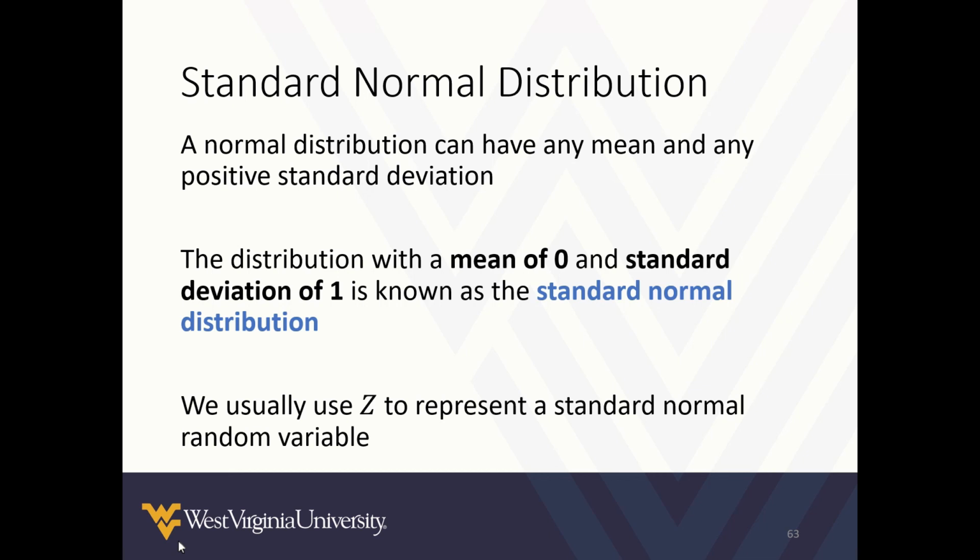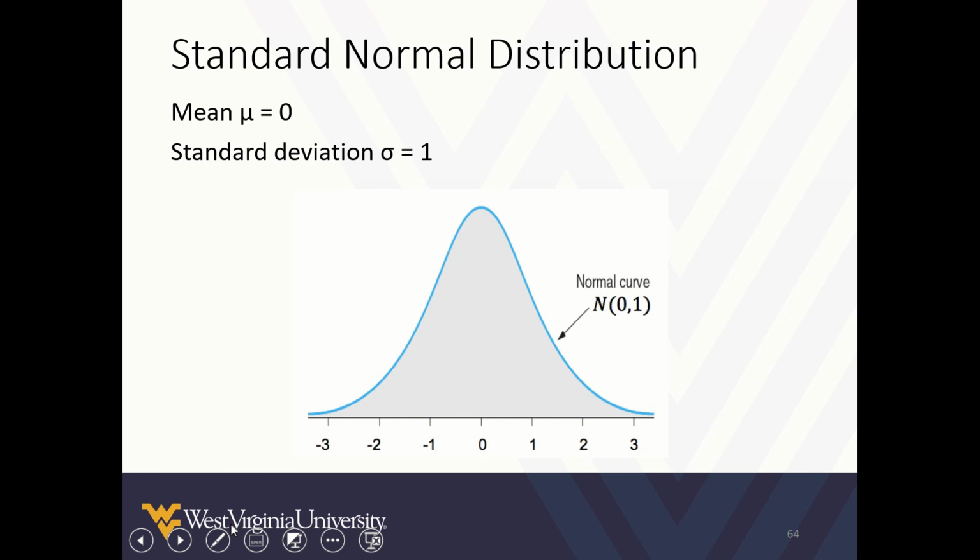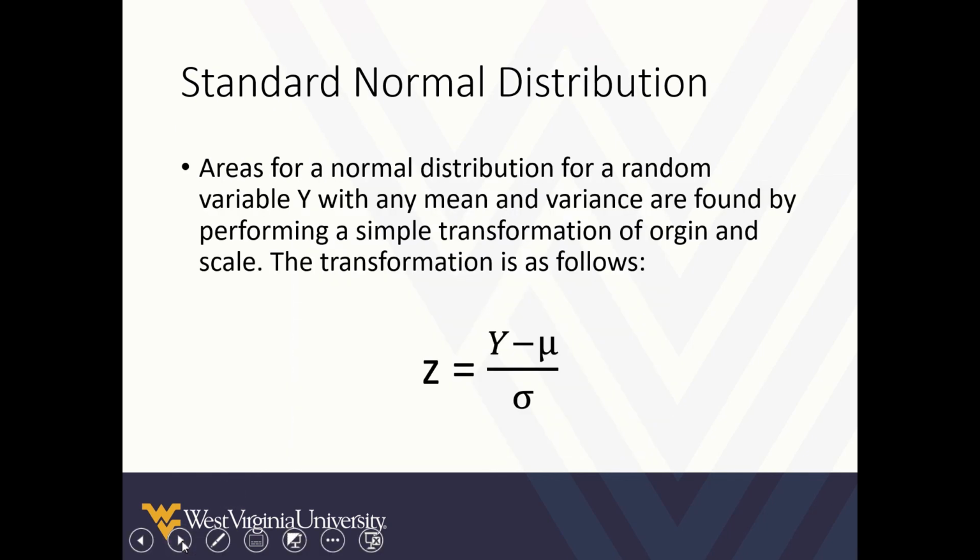We often in statistics let the letter Z be used to represent the standard normal random variable. And we can see that pictured here. Now, areas for a normal distribution for a random variable y with any mean and variance are found by performing a simple transformation of origin and scale. And the transformation is as follows, where z equals y minus mu over sigma. So that's stated formally. Let me break it down a little informally.